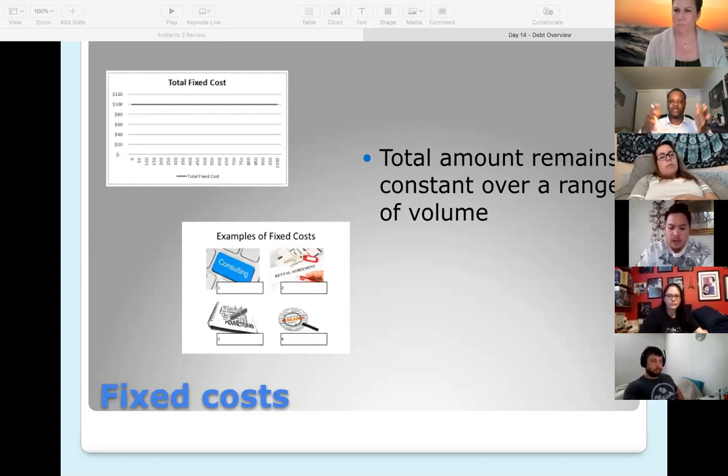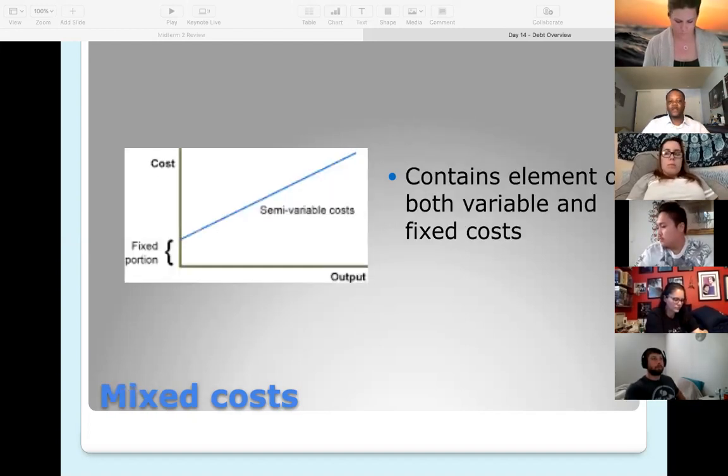Fixed costs are those costs that remain constant over a range of volume. The local pizza shop can't sell 1 million pizzas in a month, they just don't have the bandwidth to do that. But they definitely can sell 500 pizzas a day, though they're probably only selling about 100 pizzas a day. So they've got to manage those fixed costs. The new one that we talked about in chapter 6 is a mixed cost.